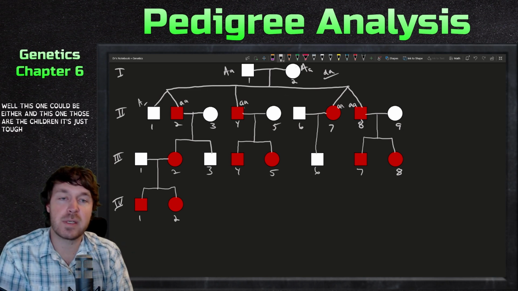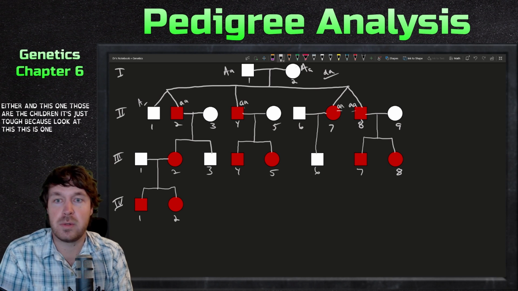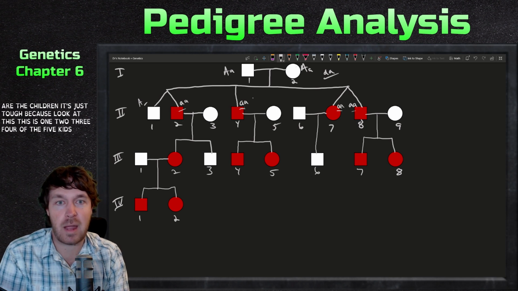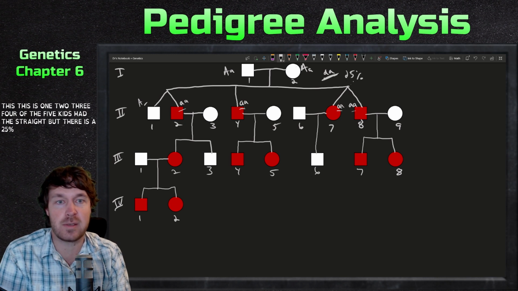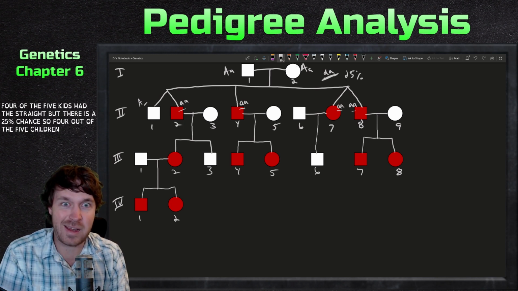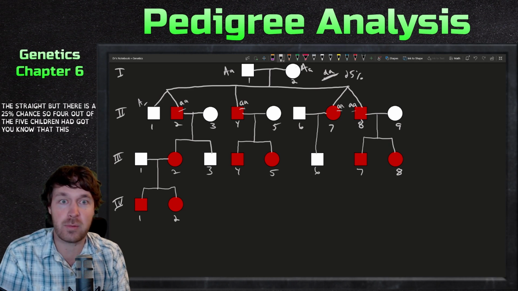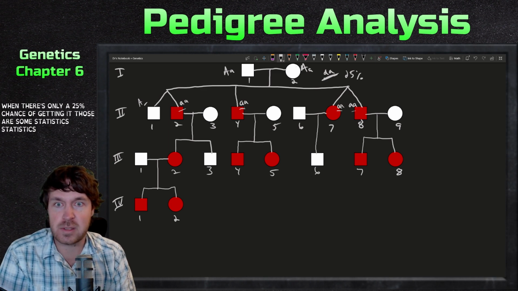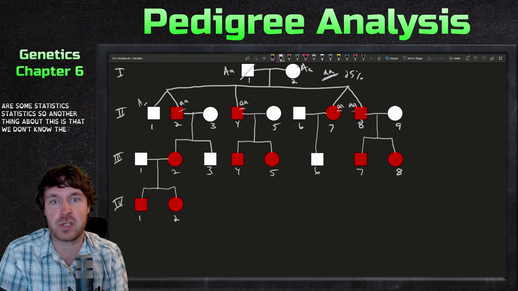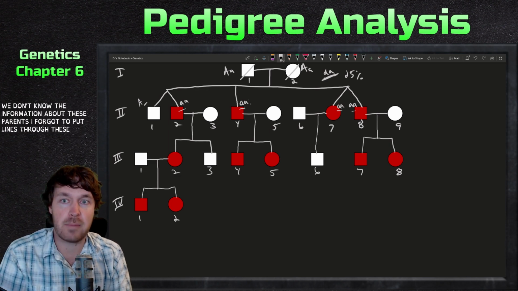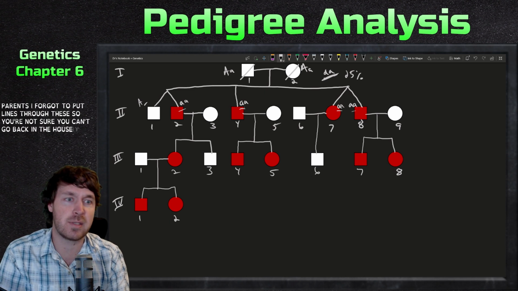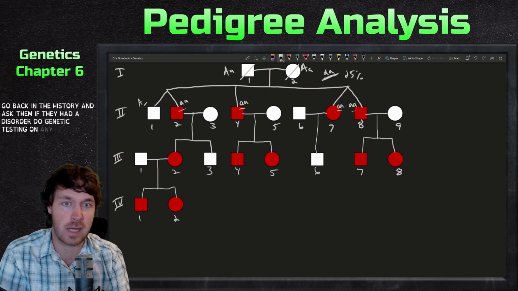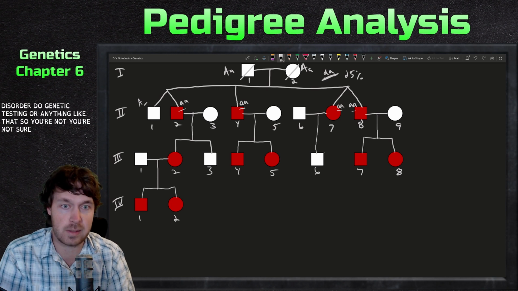It's just tough, because look at this. This is 1, 2, 3, 4 of their 5 kids had this trait, but there was a 25% chance. So 4 out of the 5 children got that disorder when there was only a 25% chance of getting it. Those are tough statistics. Another thing is that we don't know the information about these parents. I forgot to put lines through these. So you can't go back into history and ask them if they had a disorder, do genetic testing, or anything like that. So you're not sure on that.